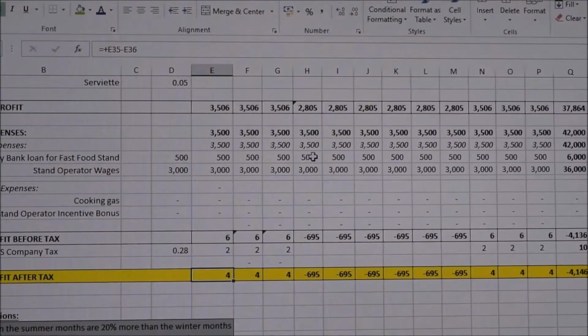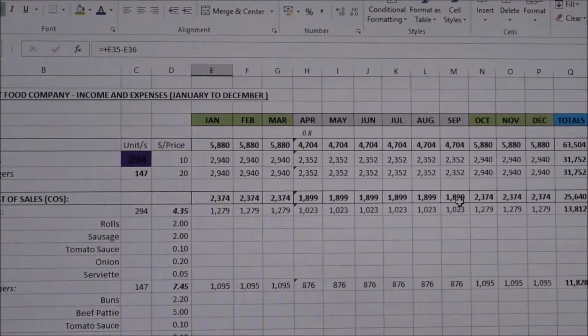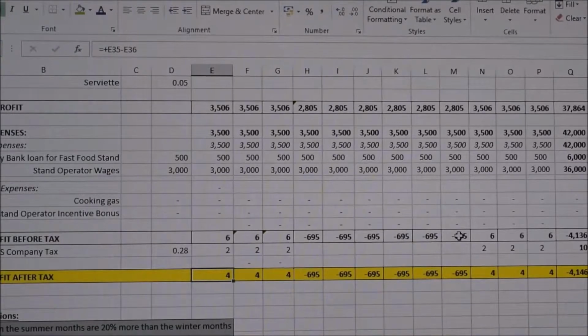You have to pay the bank back 500 Rand a month for your hot dog stand, and you need to pay your operator his wages. Therefore, you are now making a loss of 695 Rand in that particular month. This trend continues until about September. You're making a loss of 695 Rand.